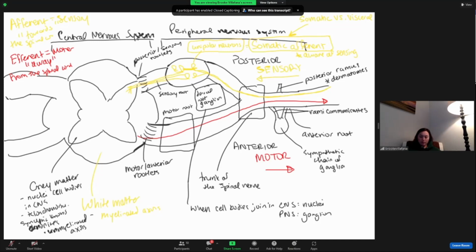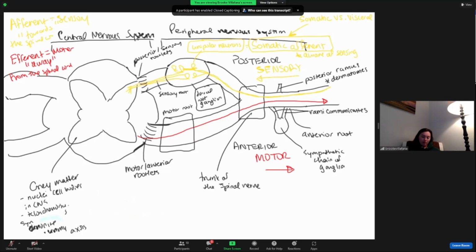I always end up running out of room here. Let's erase a few things that I don't necessarily need. Then erase white matter and gray matter. I'll just do this gray matter. And I'll label the white matter in a different color.